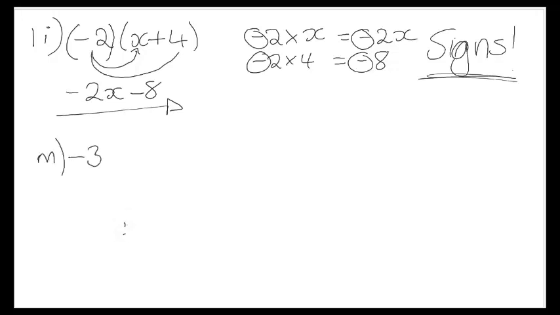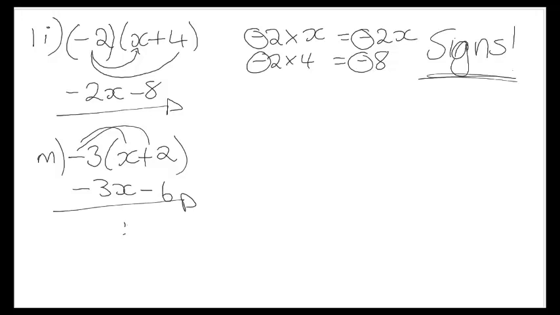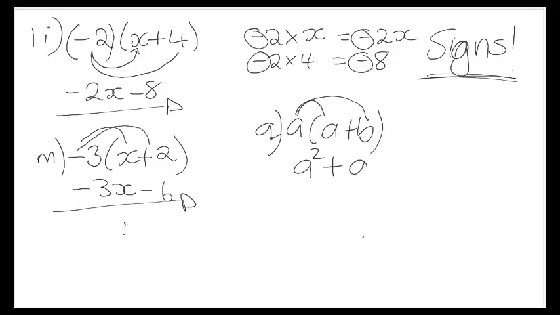Next up we have m. M is going to say minus 3 open bracket x plus 2. So that's going to be minus 3 times x is minus 3x. And minus 3 times 2, minus times plus is minus, 3 times 2 is 6. That's my final answer. Let's look at Q. So Q says a open bracket a plus b. So a times a is a squared and a times b is going to be ab. Final answer. Those are all of your examples for question 1.